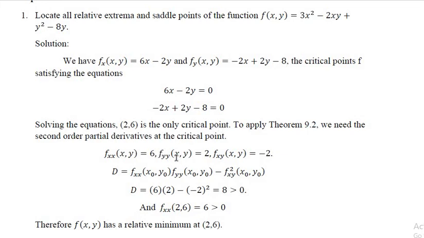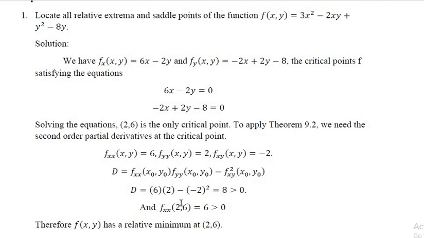Now we can apply the second partial test. For applying the test, we need the second order partial derivatives. So fxx at (x,y) equal to 6, fyy at (x,y) equal to 2, and fxy at (x,y) equal to minus 2. That is, in symbols, r equal to 6, t equal to 2, s equal to minus 2. So D equal to rt minus s square, or fxx fyy minus fxy square.